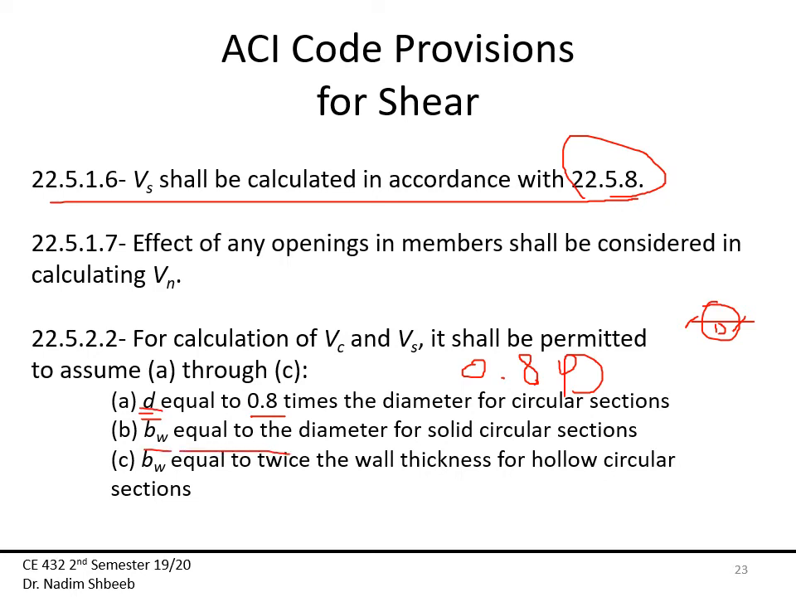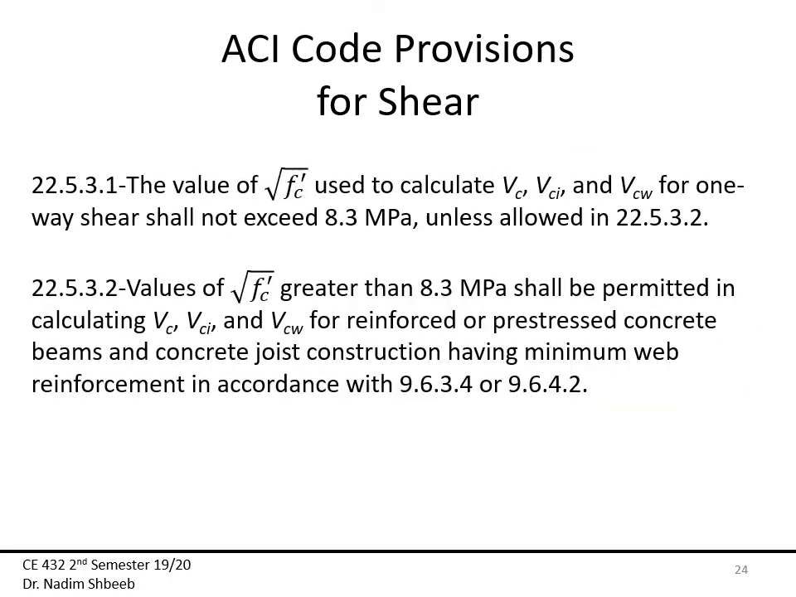b web is the same as the diameter of a solid circular section. So if I have a solid circular section, then this is actually my b web, which is the same as the diameter. If I have a hollow circular section, and let's call this thickness t, then in this case my b web is going to be equal to t. So again, this is how I handle the b web and d, and the equations for Vc and Vs as we go down the road.